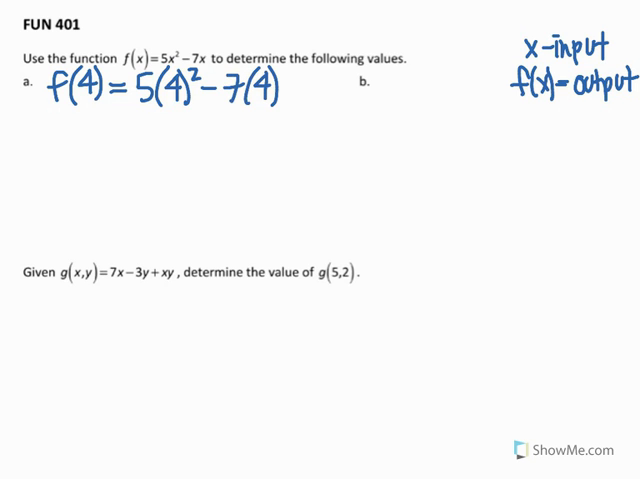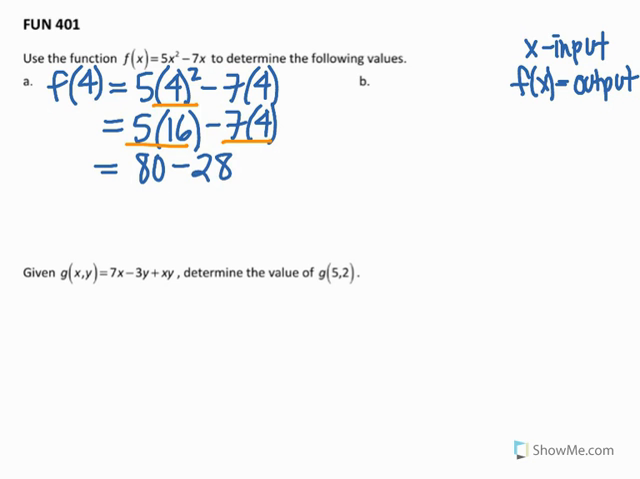So using my order of operations, my exponents come first. So I carry down my 5. 4 squared is 16 minus 7 times 4. My next order of operations is my multiplication. So I can do both steps of multiplication. 5 times 16 gives me 80. Negative 7 times 4 gives me negative 28. And lastly, 80 minus 28 gives me 52.